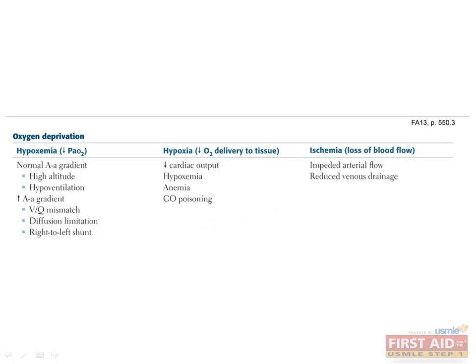As you recall, it causes a functional anemia because the methemoglobin does not bind oxygen as well as regular hemoglobin. Finally, ischemia is a loss of blood flow to a particular tissue or organ, and thus the absence of oxygen availability. This can be caused by something that impedes blood flow, such as an embolus or clot, or by decreased venous drainage, since if blood can't exit a capillary bed, then no blood can enter it either.